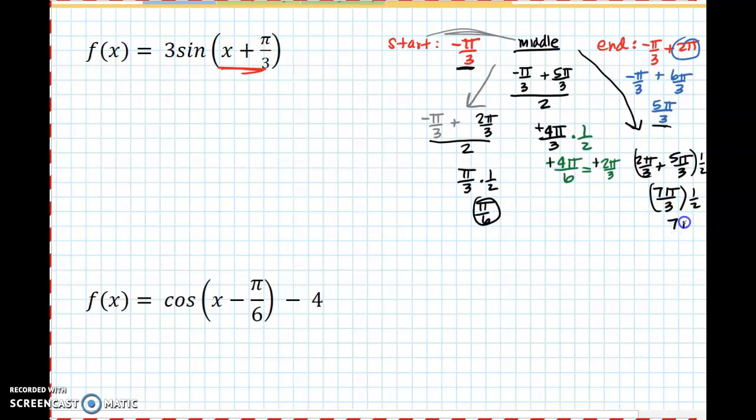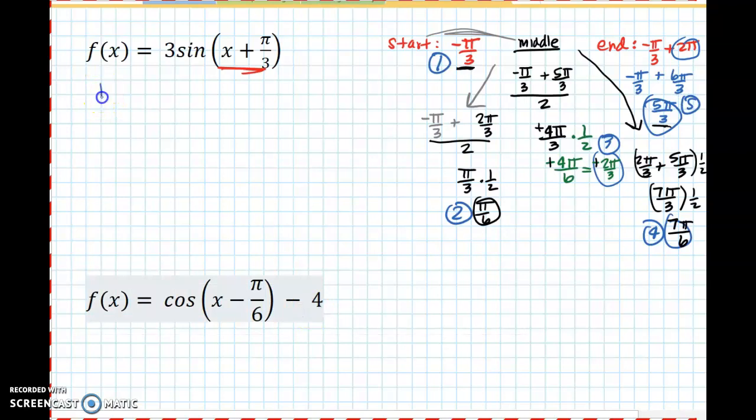So it's 7 pi over 6. So here are the 5 numbers. We start at negative pi over 3, then we go to pi over 6, then we go to 2 pi over 3, then we go to 7 pi over 6, and then our ending point is at 5 pi over 3. So when you graph this, everything is the same as before, except you're starting on different numbers.